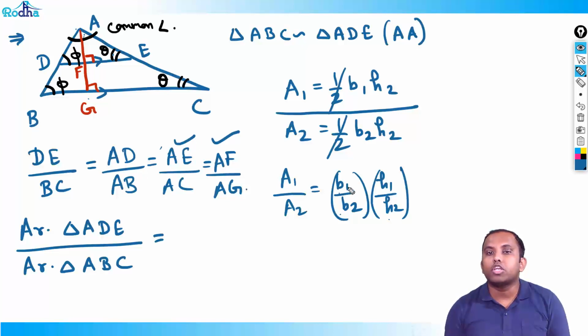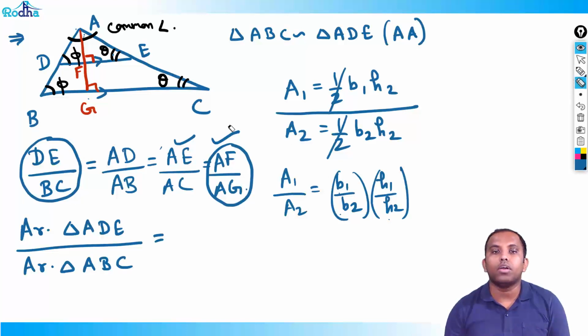So what is this? The ratio of base. What is the ratio of base here? DE upon BC. See? DE upon BC is equal to AF upon AG. So these two are equal. So what will happen when these two are equal? So both will be multiplied. So it will become a square, right?